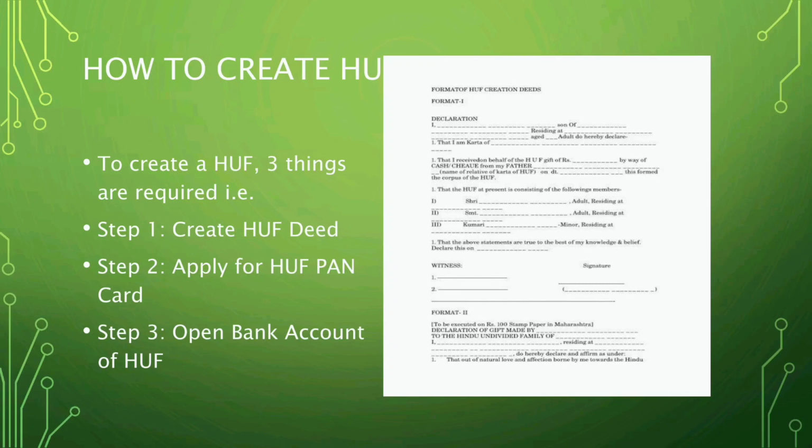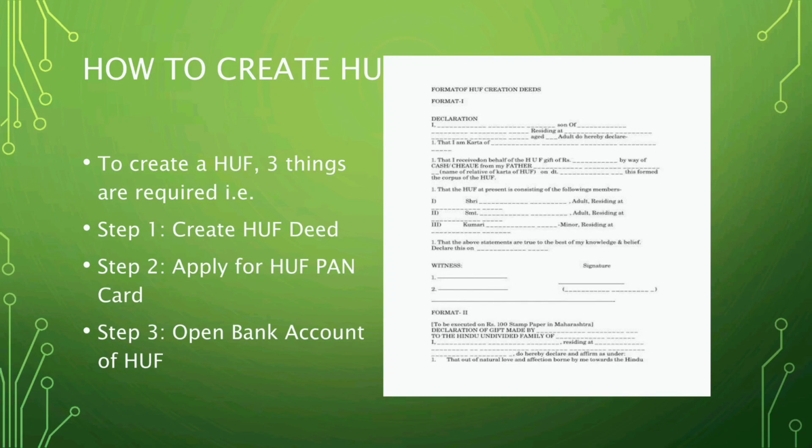The eldest male member of the HUF becomes the Karta of the HUF. The names of the members of the HUF and the name of the HUF are also required to be stated in the HUF deed at the time of creation. The name of the HUF is usually the name of the Karta followed by the word HUF. The deed also states the capital with which the HUF has been initiated.